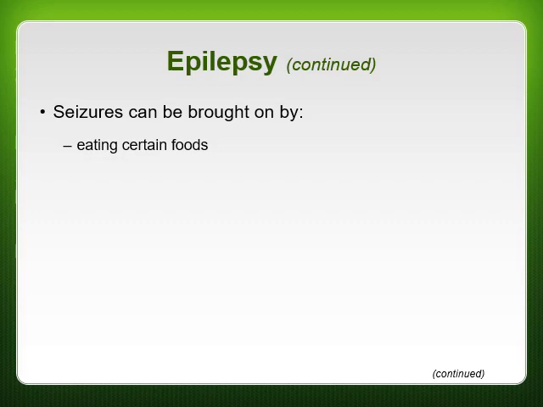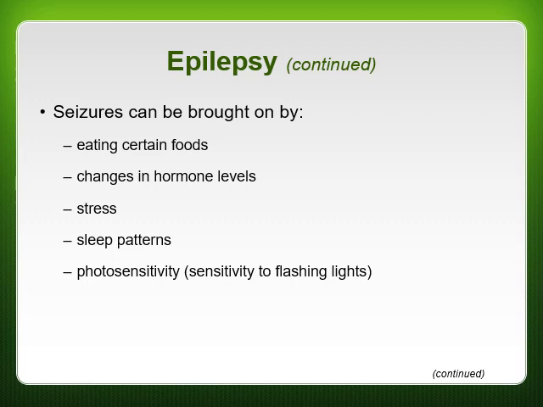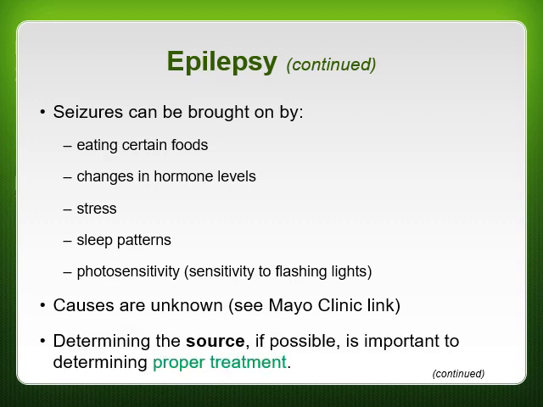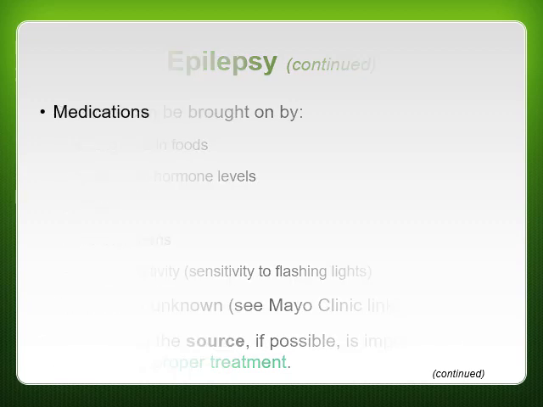It can be triggered by a number of different things. Certain foods, perhaps, when you eat them, changes in hormone levels, stress can bring on seizures, sleep patterns, and photosensitivity. That's why certain video games come with warnings, or flashing lights, or going to a live stage show. Those can all trigger an epileptic event, a seizure. Causes are unknown. Again, go to that Mayo Clinic link in order to find out more. Determining the source, if possible, is important to determining proper treatment.